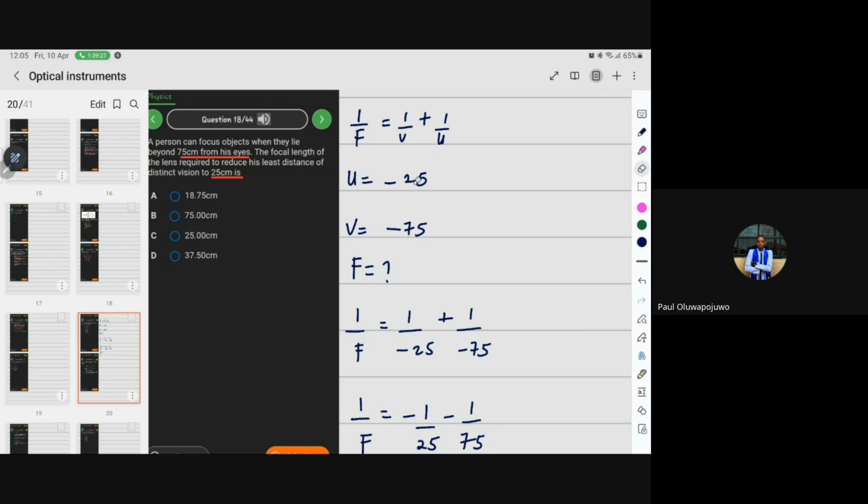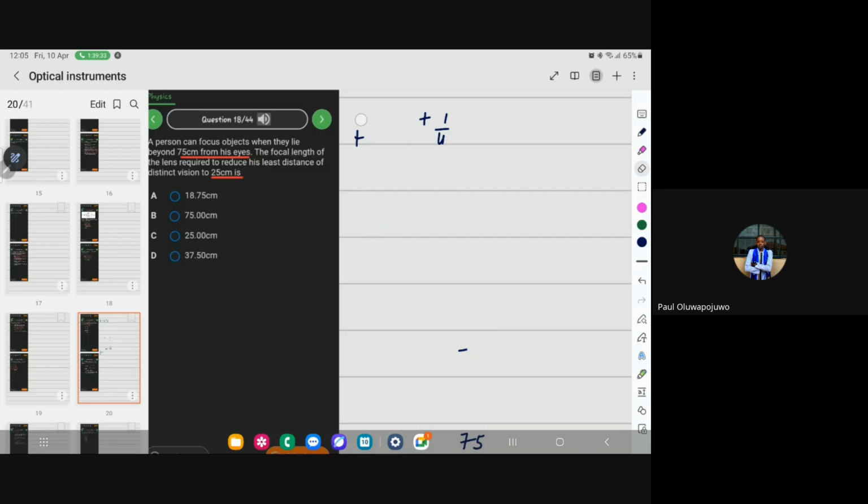Let's work with this. Look at what I'm saying. Let me just give you a formula that works, whether you want to use this and the rest of them.